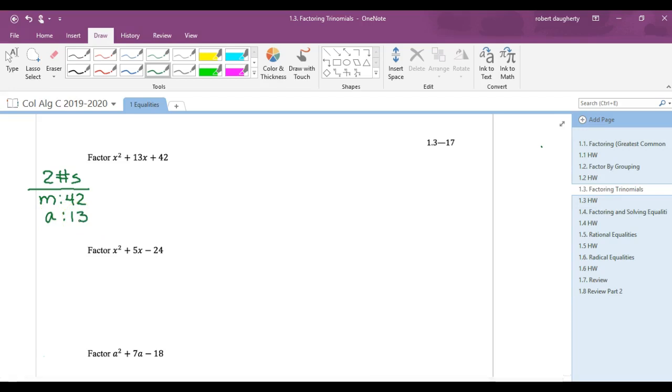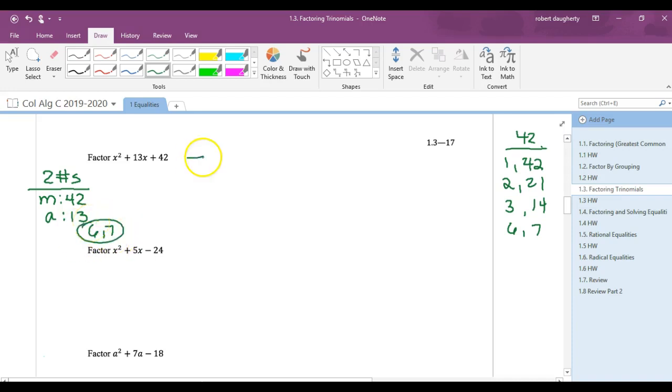Yes, 6 and 7. Now, if you didn't know that, you can come over here and you can say 42. That's 1 times 42. That's 2 times 21. That's 3 times 14. And 5 and 6 times 7. And then it starts to repeat, 7 times 6. So which of those numbers add to give you 13? Yes, 6 and 7. So 6 and 7 are the two numbers here.